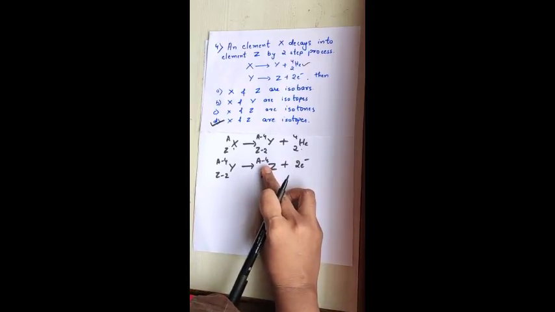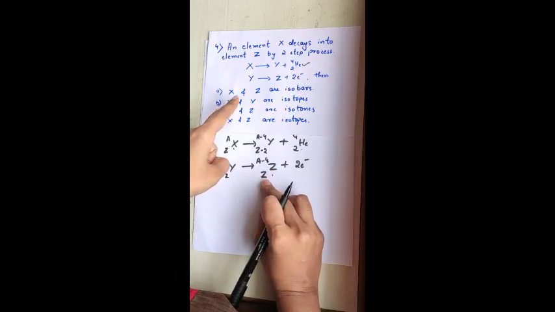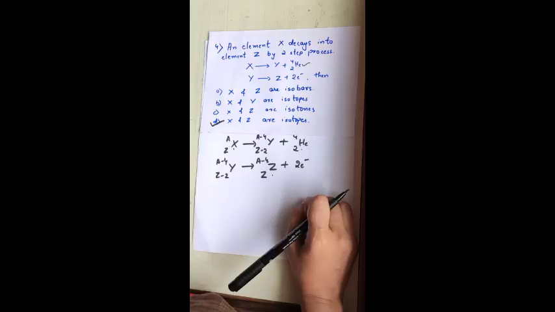Next, X and Y are isotopes. As I told you, isotopes are the atoms having same proton number but different number of neutrons or different mass number. So if I consider X and Y, proton number itself is not the same. Here it is Z, here it is Z minus 2. Therefore, even option B is excluded. Next, X and Z are isotones. Atoms having same neutron number but different proton number are called isotones.